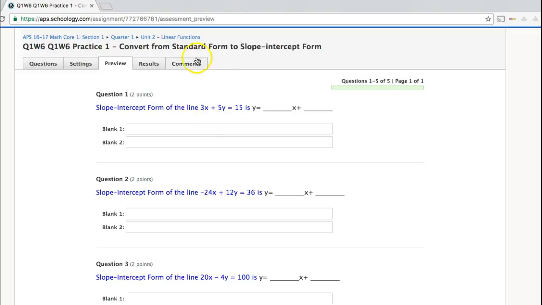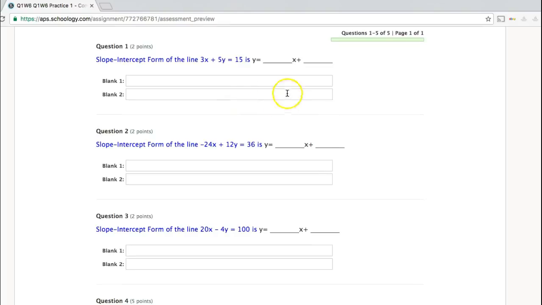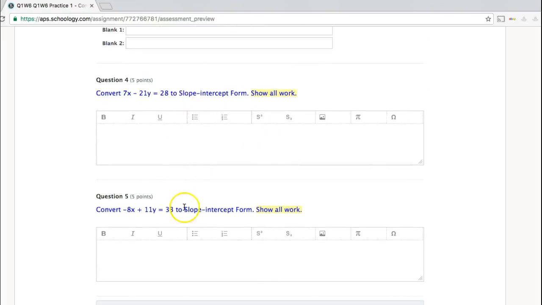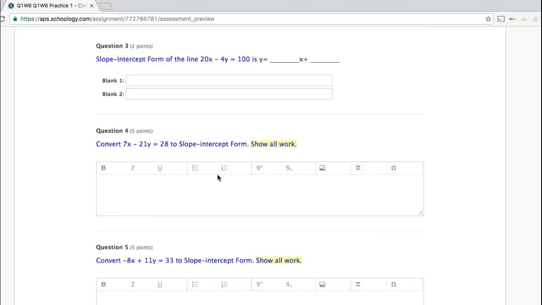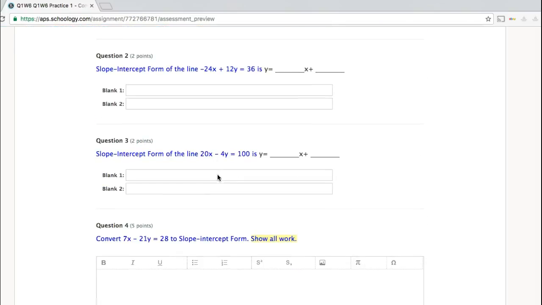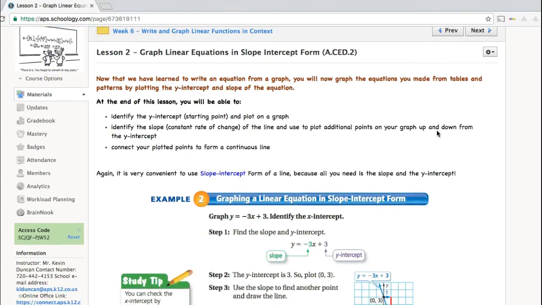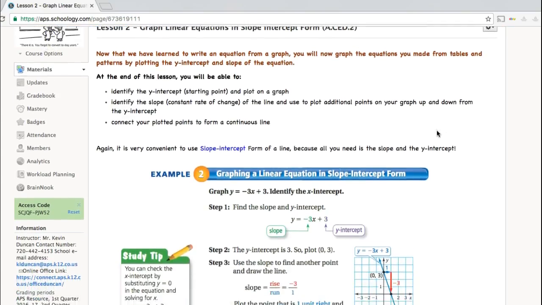Practice 1 just wants you to convert from standard form to slope-intercept form. All you have to do is convert these and then write what m and b would be right there. For the last few, make sure that you show your work, and for all of them, make sure that you're reducing any fractions that you might have. Always reduce fractions.